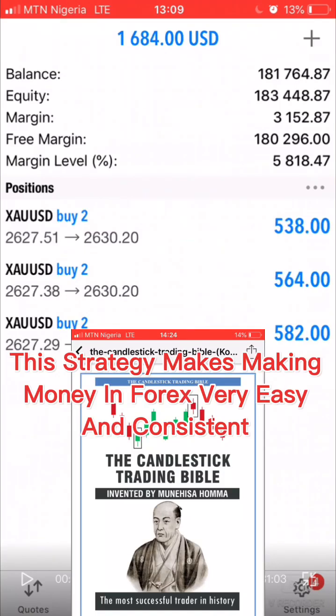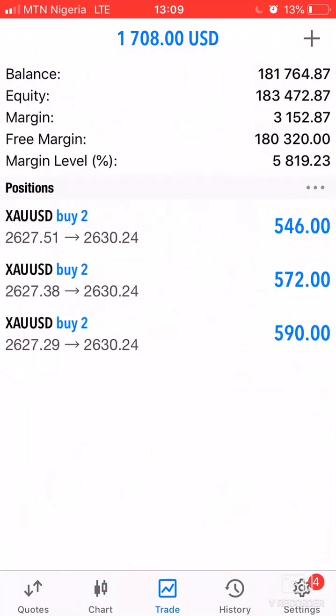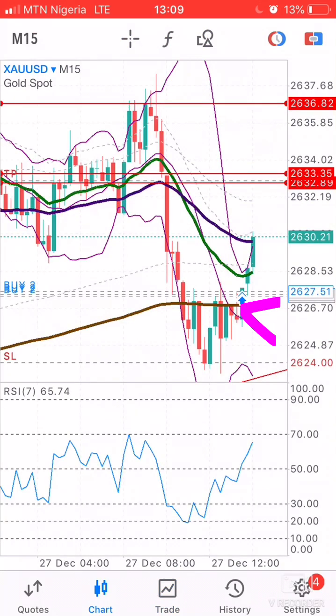Guys, you're welcome here. Today we learn the engulfing bar strategy. Spotting an engulfing bar at a support or resistance level turns out profitable most of the time. 90% of the time it brings a huge profit.